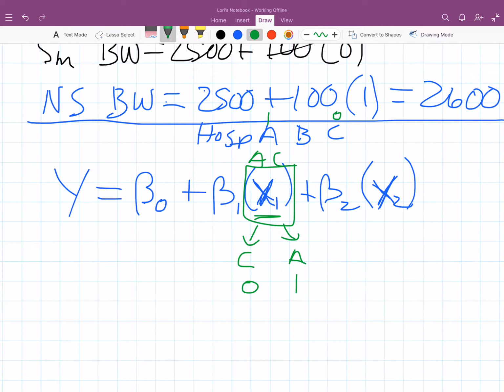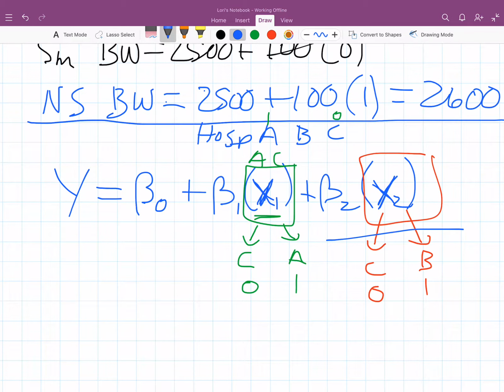And then we also need to do a special coding for x2. And here we're going to compare Hospital C as a 0 and Hospital B as a 1. And so we have this special combination of variables so that we can always isolate just one of those different hospitals.